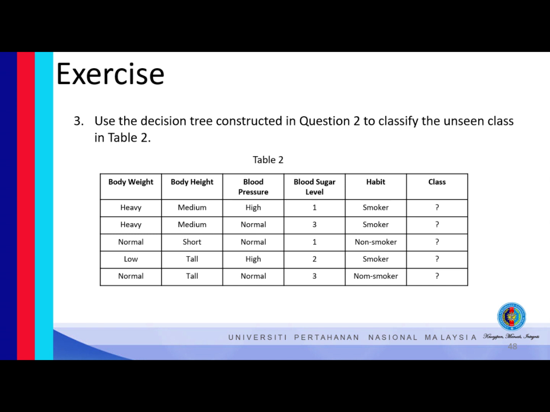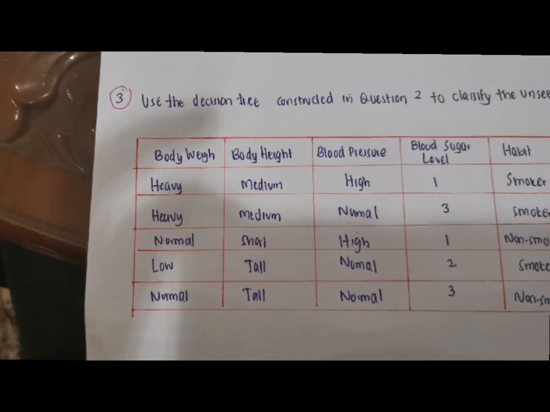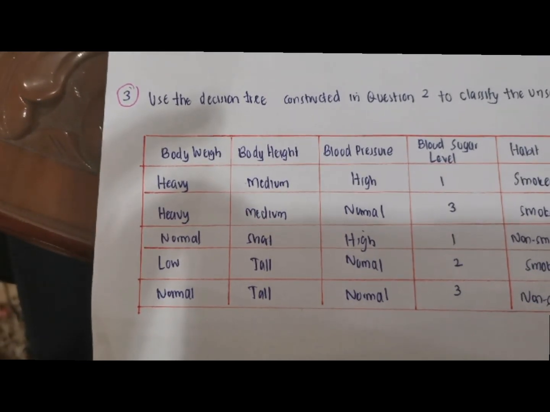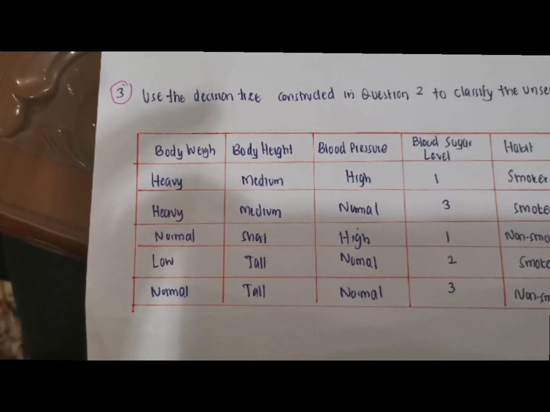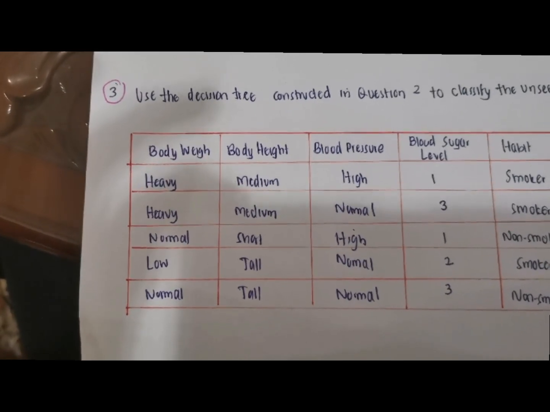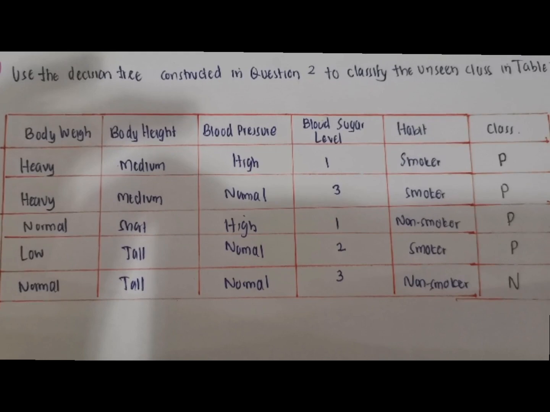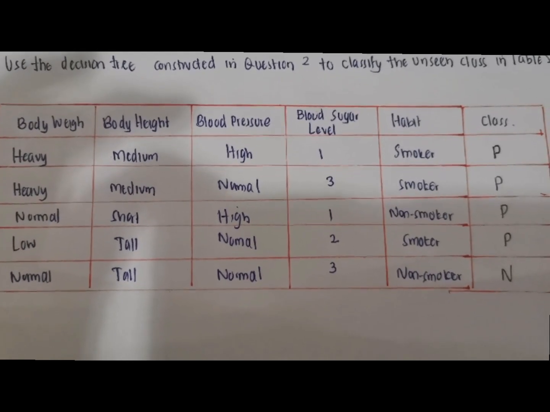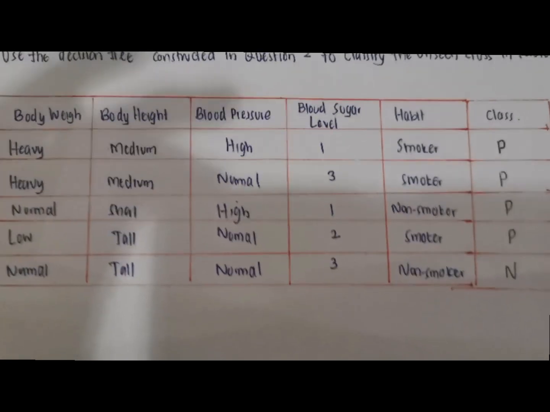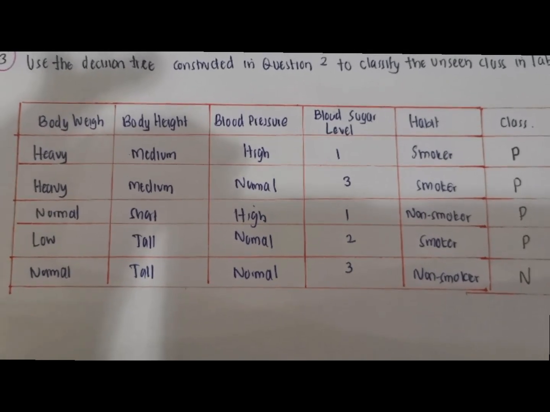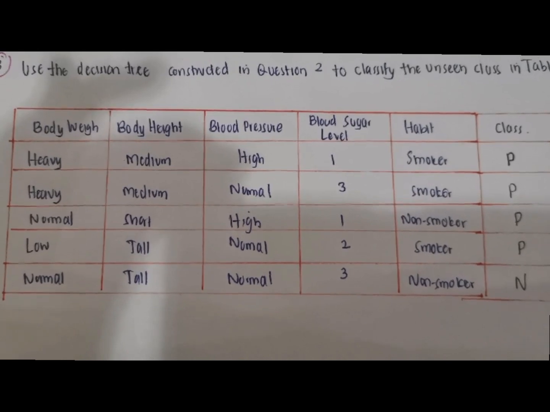Question 3. Use the decision tree constructed in question 2 to classify the unseen class in table 2. Table 2 contains the information about body weight, body height, blood pressure, blood sugar level, habit, and the class. And the last question, we have to use the decision tree constructed in question 2 to classify the unseen class in table 2. So after we look at all the answers from question 2, we will get the class like this, which is the first one. We get the class is P, the second one is also P, the third one is also P, the fourth one is also P, and the last one will be N, which is the person will not get the heart disease.